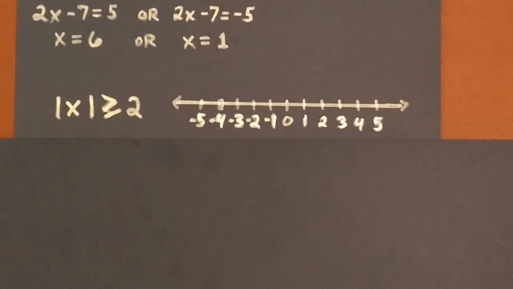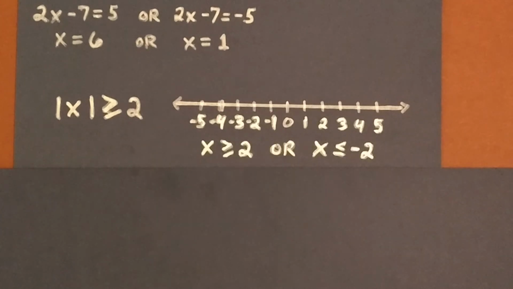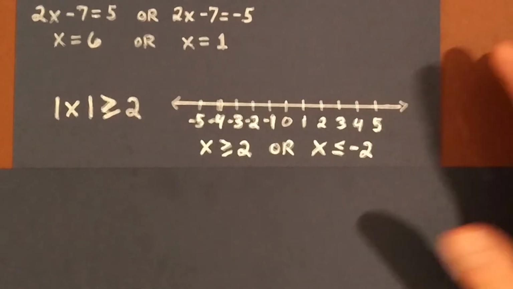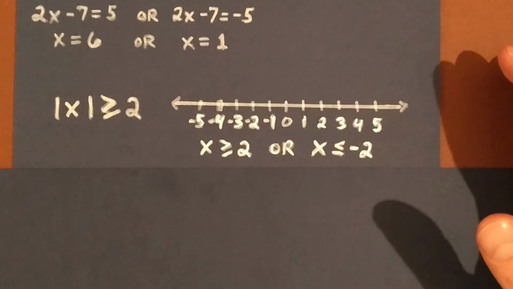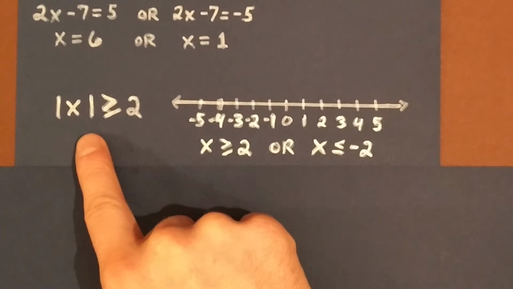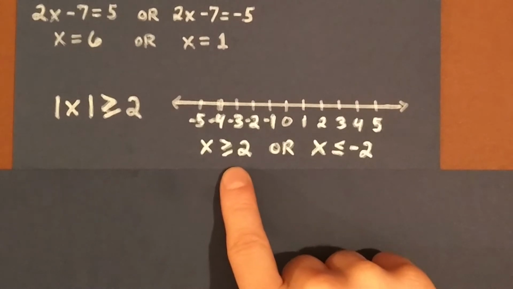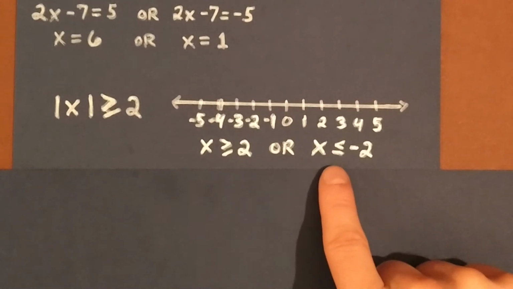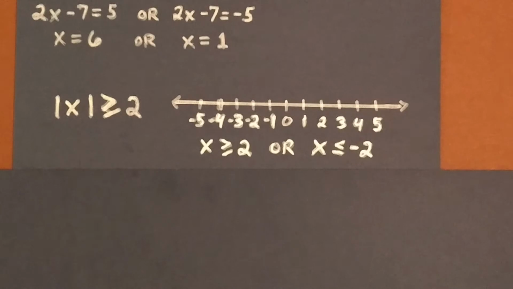And so now we can represent the solution a couple of ways. I would say the most concise, the best representation is simply this. The solution to this inequality is x is greater than or equal to 2, or x is less than or equal to -2. And we can also represent this on the number line.